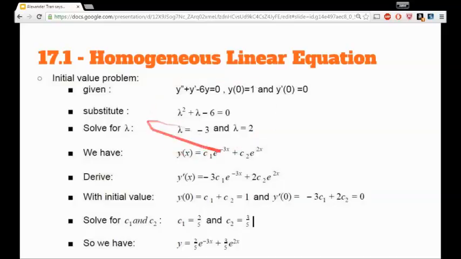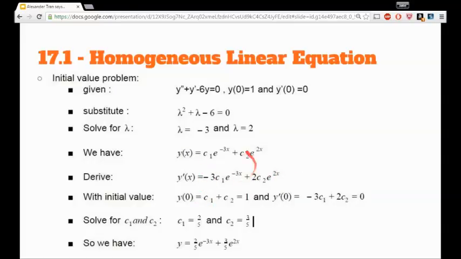Now we plug that into the solution of case 1, since we have two different lambdas. So we have c1 e to the power of -3x plus c2 e to the power of 2x. And then we differentiate this equation. We get y prime x equal to -3 c1 e to the power of -3x plus 2c2 e to the power of 2x.